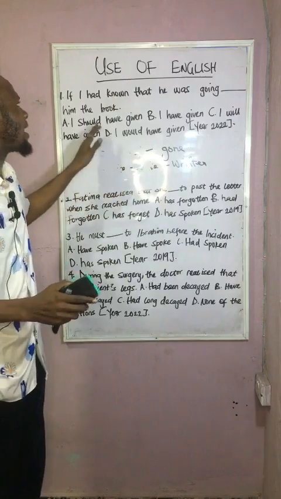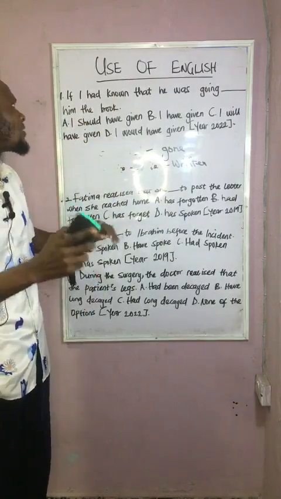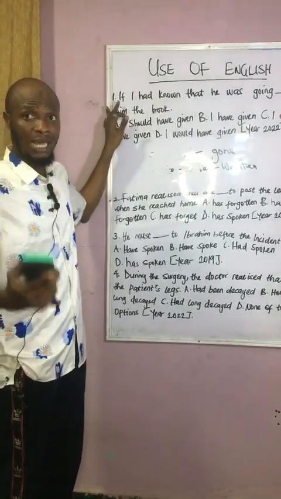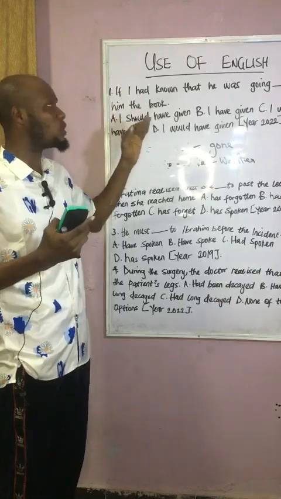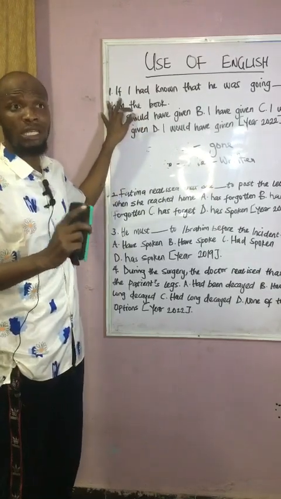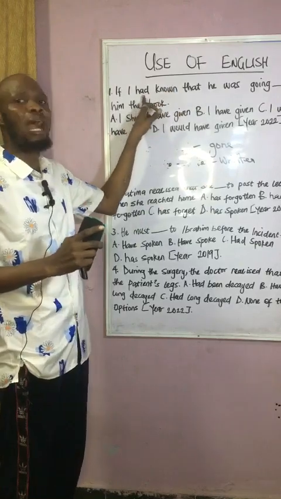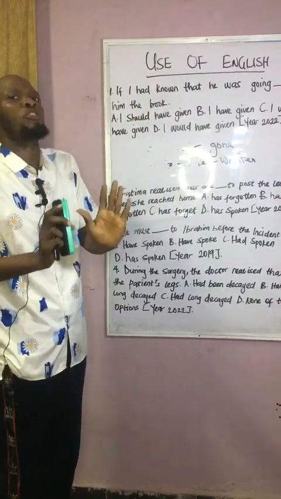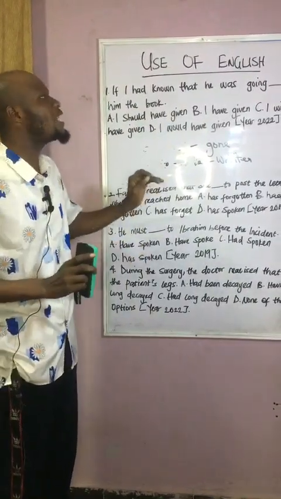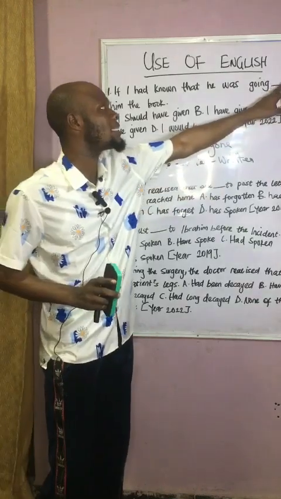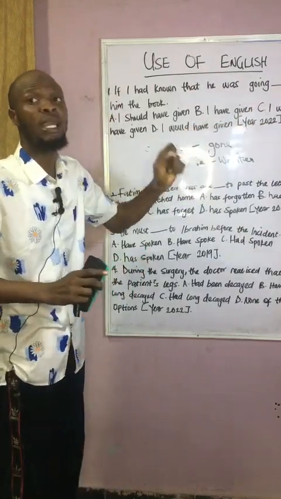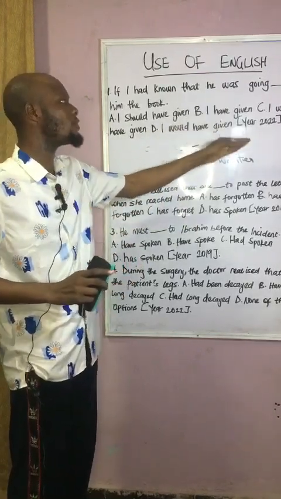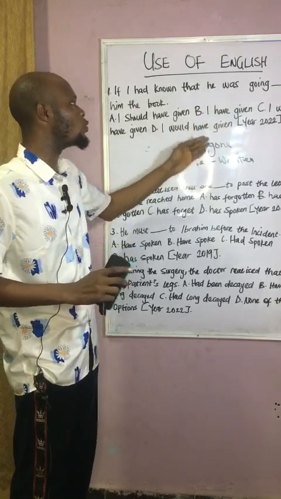As such, in this case, if I had known, you notice I said earlier that if we have conditional sentences like if, provided that, unless, this example is a typical example of what we call a conditional sentence. If I had known, you realize we have had here and not has and have. This sentence is a conditional sentence. As such, if there is to be a verb that will complete this particular gap, it should be a past participle verb. I should have given, I have given, I will have given, I would have given.